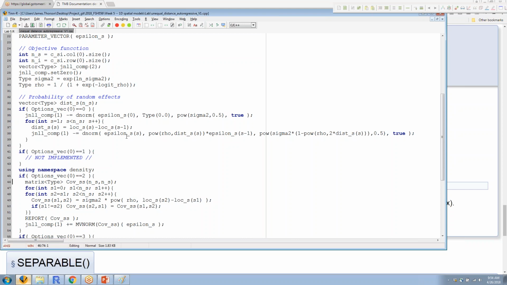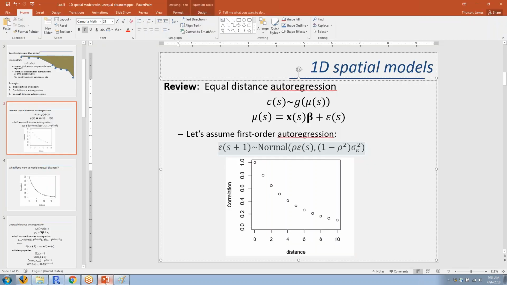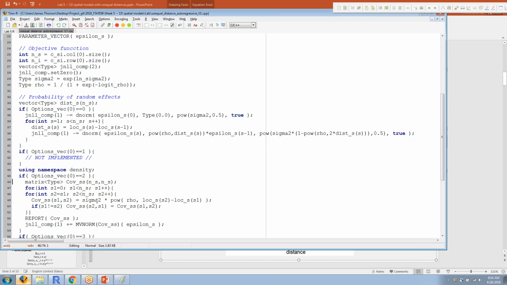Cool. Wait, but don't you use a recursive strategy in the first one and define the whole covariance matrix in the second one? Exactly, yeah. Wait, so say it again, Nat. So the recursive strategy is fast, and defining the whole covariance matrix is not.